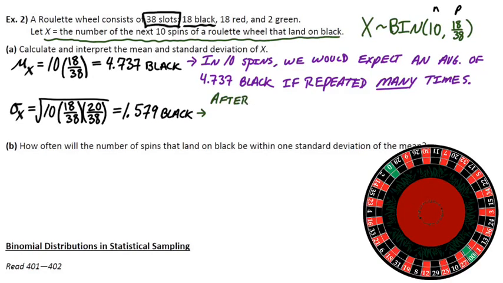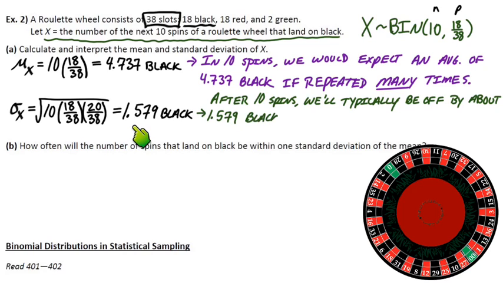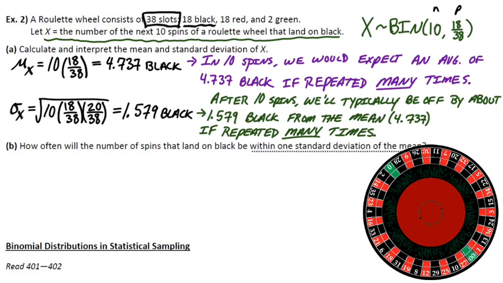And to interpret that, that means after we do the 10 spins, we'll typically be off by this much. Right? And I know this is a discrete random variable, so how am I getting a decimal? Well, that's if we do this many times, right?